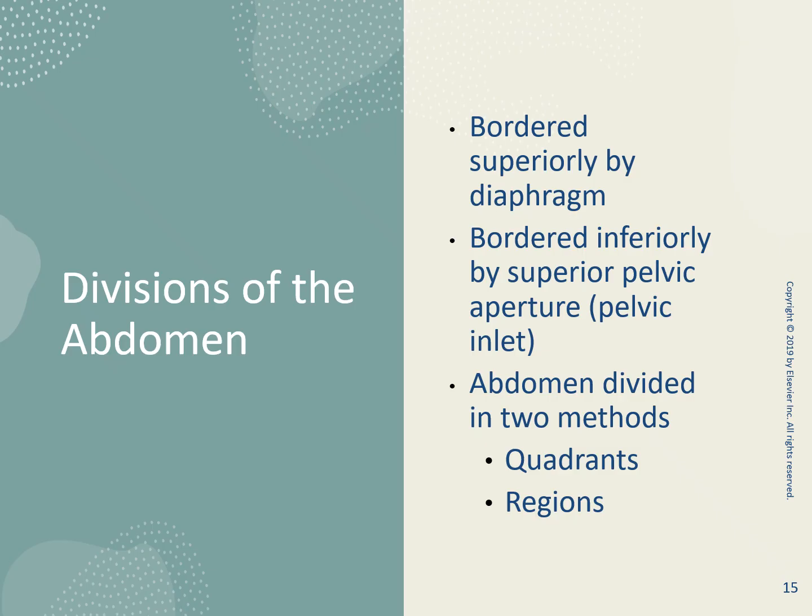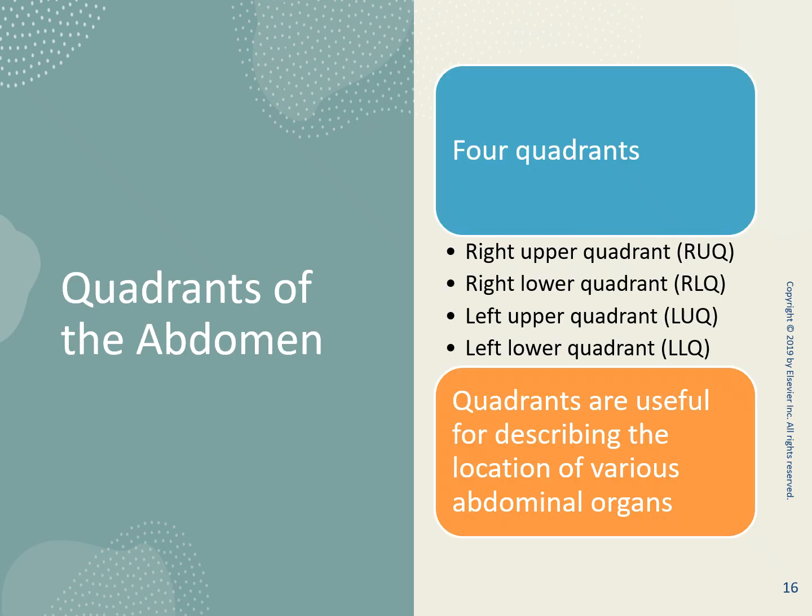So we couldn't settle on one. That would be too easy. So you got to learn two different divisions of the abdomen. Okay. The first system is the quadrant system. Pretty straightforward. You just divide the abdomen into 4 corners: right upper, right lower, left upper, left lower.